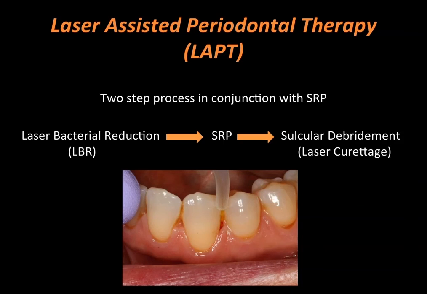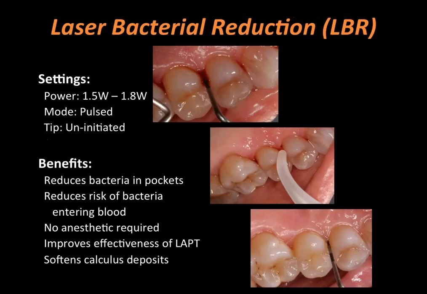We want to reduce the bacterial count and then do our scaling and root planing and then do our laser curettage. And this procedure has proven to be very well accepted by our patients prior to a referral to our periodontist for more invasive procedures. We're able to reduce pocket depth. We're able to reduce bleeding on probing. And we've gotten some very, very nice results because of the reduction in the bacterial count and getting a much healthier periodontal situation for our patients.